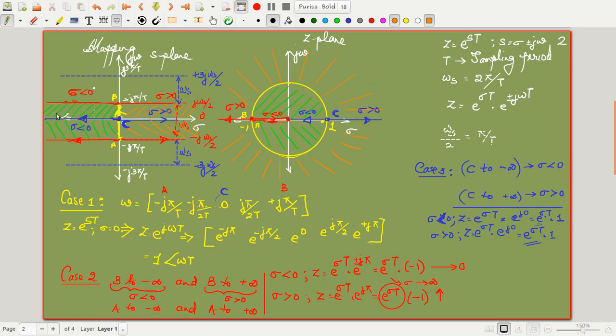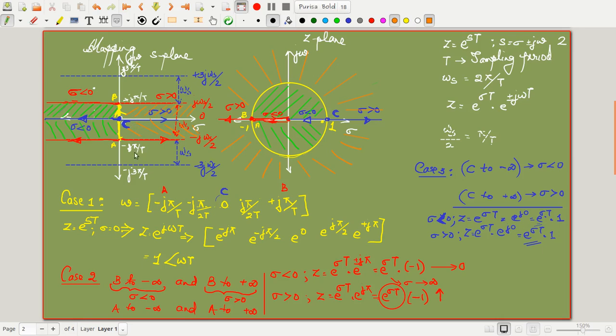So if we consider this strip, that means the red strip, we can say that the left of the imaginary axis of the left strip has been mapped onto the inside of the unit circle, and the right of the red strip has been mapped onto the outside of the unit circle. Okay, now what about the other strips?